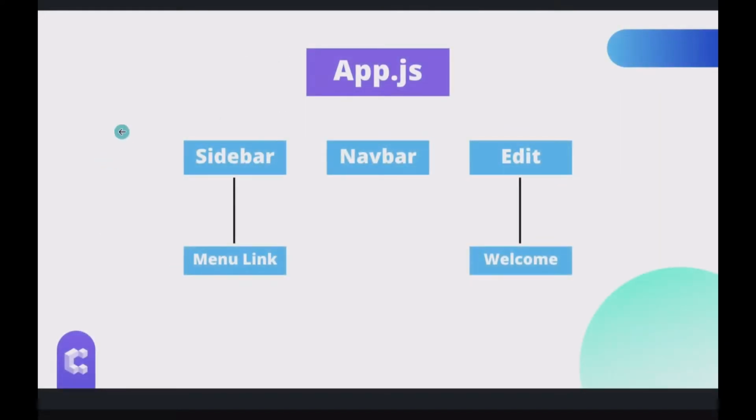So this is the layout of the application we're going to work on today. We have a simple app.js main component, and we're including all the other subcomponents inside of it. So we have a sidebar, a navbar, an edit component, and we have other subcomponents like the menu link and the welcome subcomponent you see here.